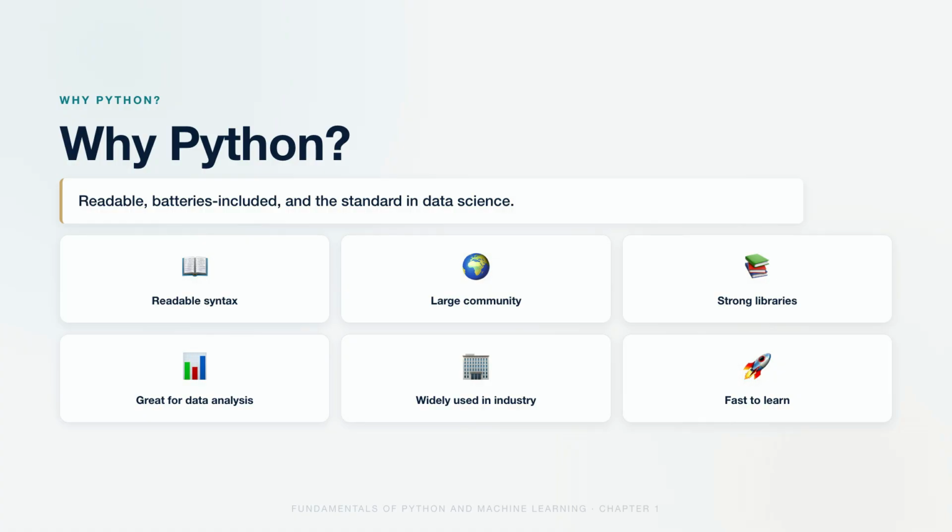Another reason is the large ecosystem of libraries. Python has powerful tools for working with numbers, tables, charts, and machine learning models. Python also has a large community, which means there are many examples, tutorials, documentation pages, and support resources available. In this course, Python is the main tool we will use to work with data and build machine learning solutions.